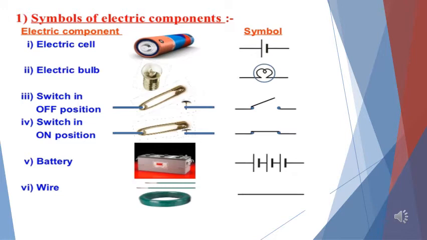We also have the symbol for electric bulb, switch off where the switch is not connected, switch on where it is connected. Battery is when two or more cells are joined together, and a simple line represents the wires. It is important that we use circuit symbols to represent the components of the circuit because these symbols are universal and they can be drawn very easily. So it becomes easy to draw a circuit using these symbols.